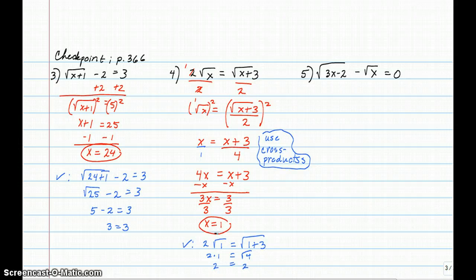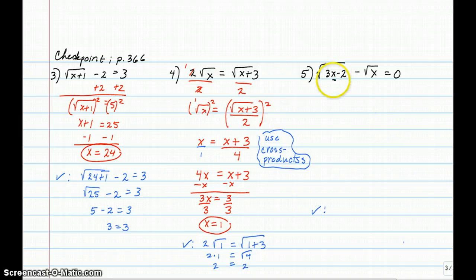Our final problem is going to be number 5, the square root of 3x minus 2 minus the square root of x equals 0. Whenever you have two radicals, the simplest way to solve this is to get a radical on both sides so that you can square both sides. So go ahead and see if you can do that.